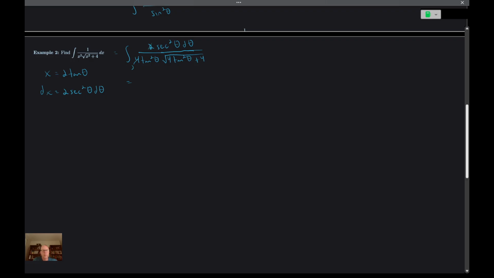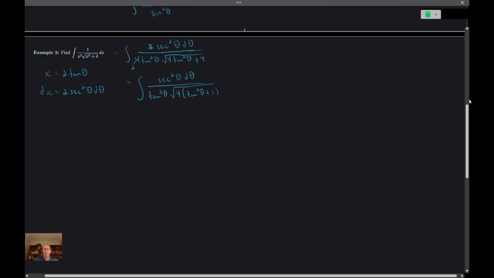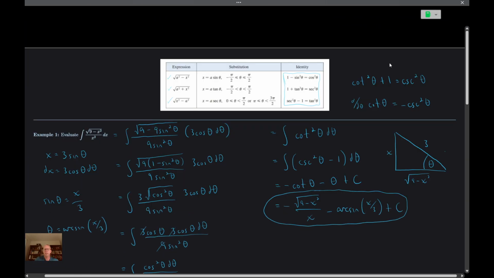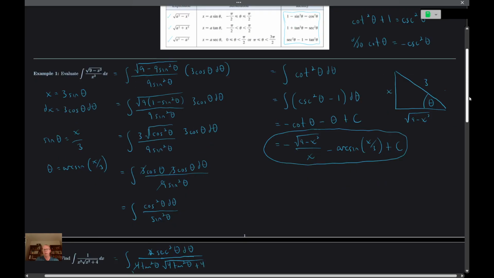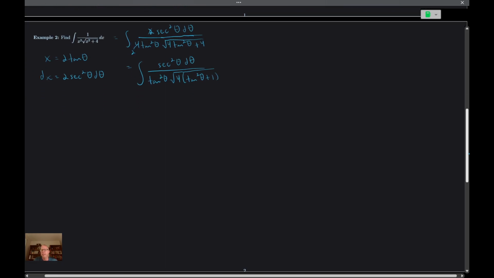We can cancel these, leave a 2 there. So let's write integral secant squared theta d theta over tangent squared theta. And then let's factor out the 4: 4 times tangent squared theta plus 1. And again, you can see if you go back up here, the identity we're going to use, 1 plus tangent squared equals secant squared. You can see we already have that set up. Now, you don't need to know that you're going to use that one, but know that you'll use an identity, and it'll fall out pretty easily once you do your first substitution.